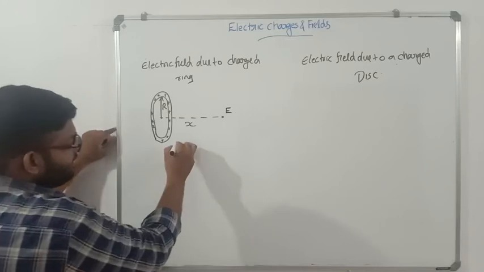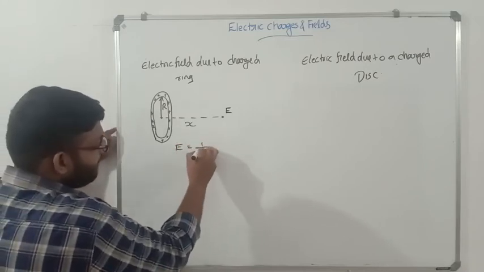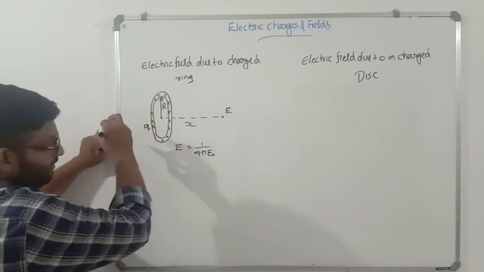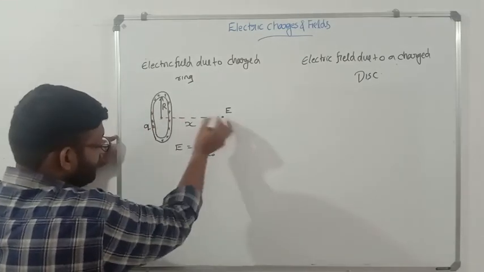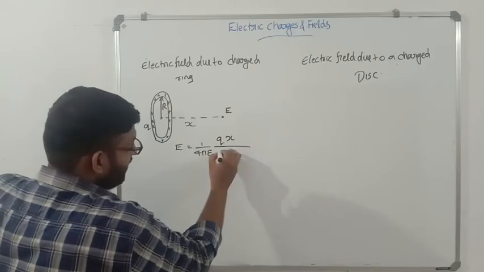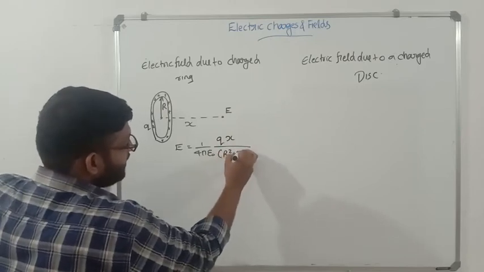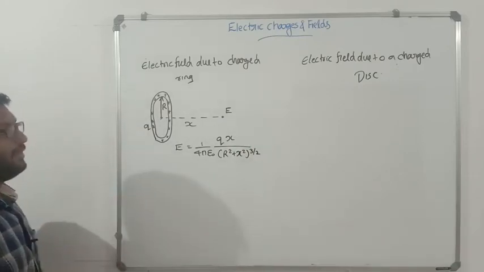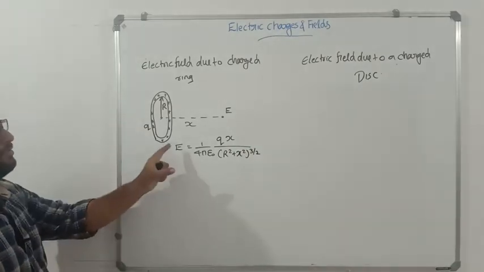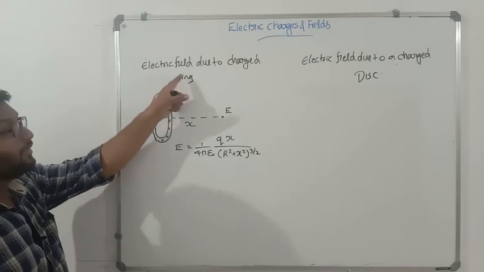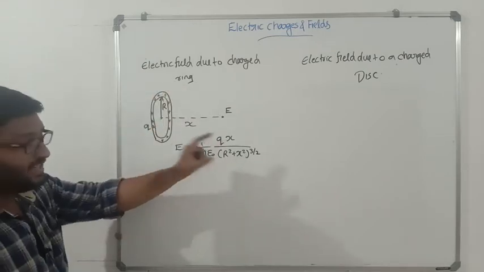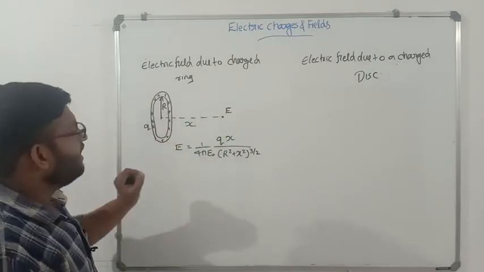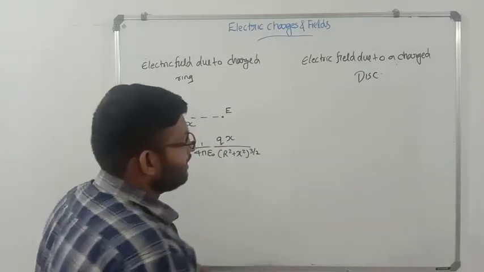So the equation is very simple. E is equal to 1 by 4 pi epsilon 0. Suppose q is the total charge of the body, q into the distance x divided by (r square plus x square) whole raised to 3 by 2. And this is very important for solving problems on electric field due to a charged ring, where x is the distance we measured from the center of the ring to that point, r is the radius, and q is the total charge in the ring.